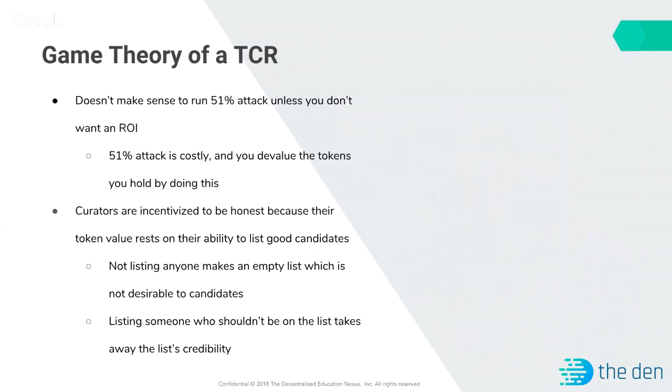So you can be dishonest in not allowing someone to be listed, and you can be dishonest with allowing someone to be listed. And both cases are bad for you because if you list someone who is not credible, then your list has less credibility, and thus the tokens for this list are actually worth less.